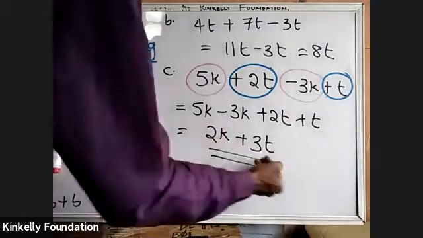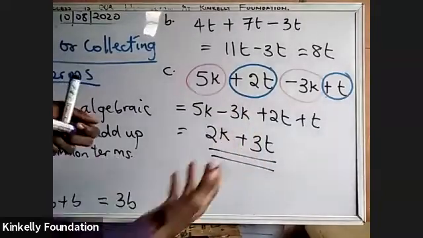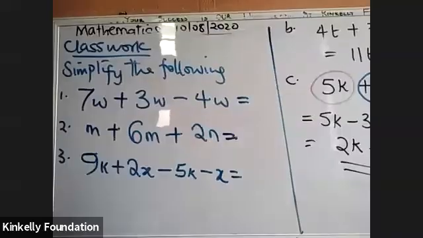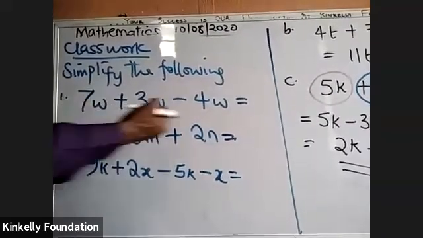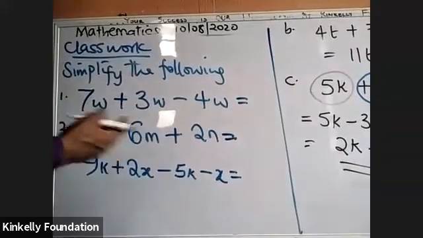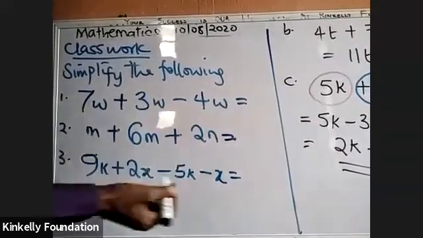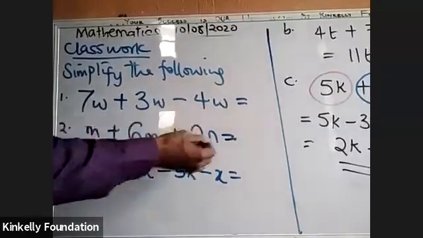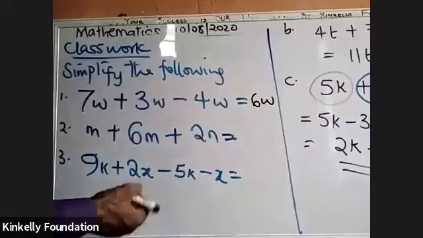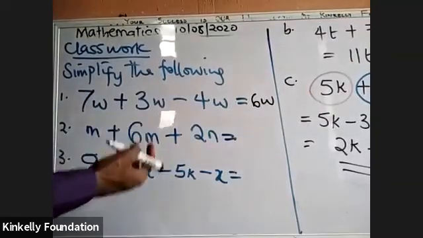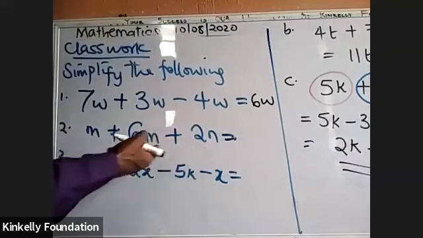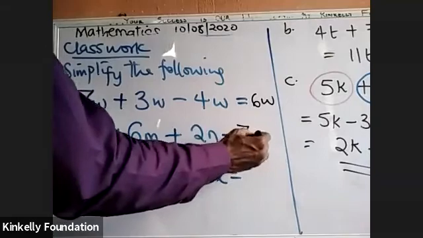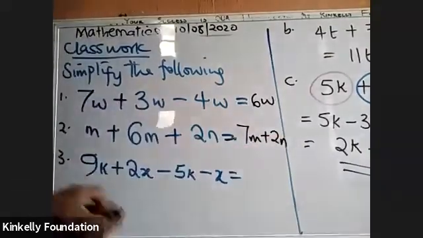They cannot add together because the terms are not the same. Good. If you check in this, all of them are terms in what? W. So 7w plus 3w gives us 10w, minus 4w gives us 6w. M plus 6m will give us 7m. And this is not a term in m. This one is a term in n. It will give us 7m plus 2m.